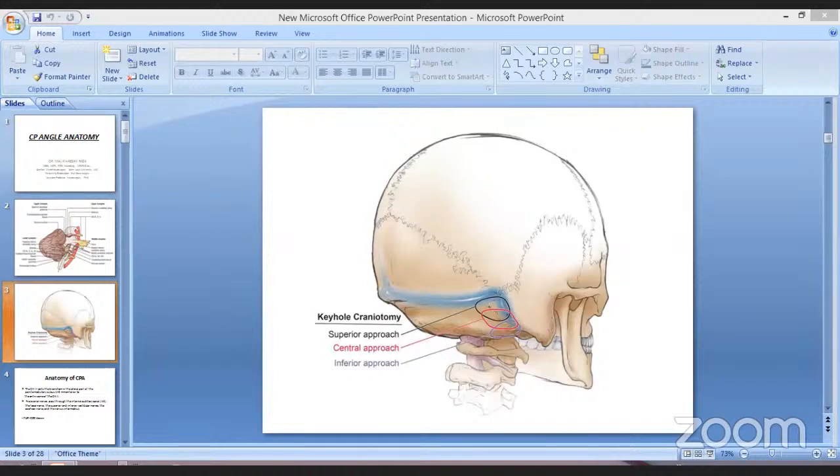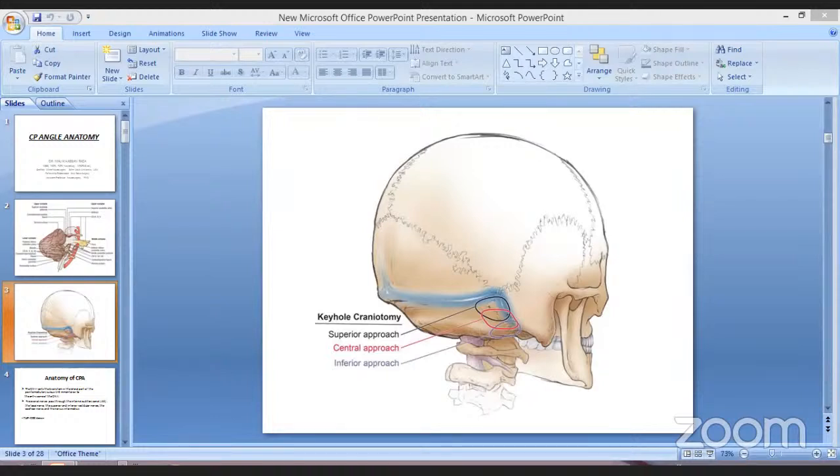The keyhole craniotomy. Yes, we can see that one. So this is basically the keyhole craniotomy. While for the upper one, a superior approach for trigeminal neuralgias like MVD, and the central approach for tumors like vestibular schwannoma, and an inferior approach for lower cranial nerves. So as far as the anatomy, a few points: the cranial nerve 7 is anterior to the cranial nerve 8.